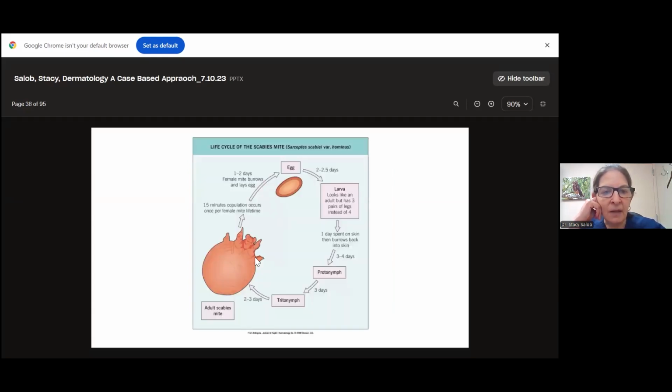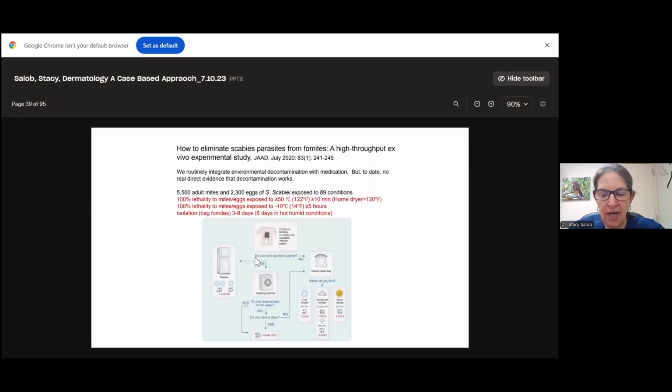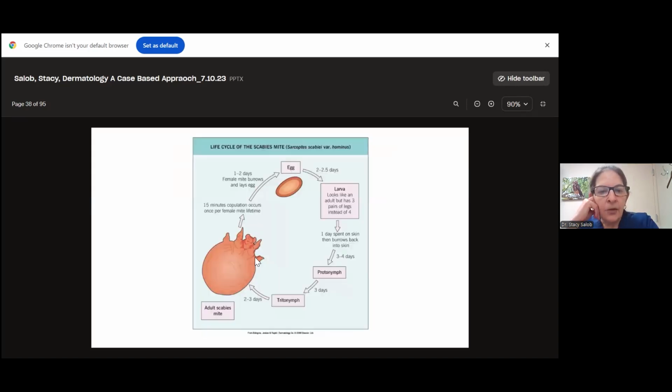This is her life cycle. So she copulates with the guy, he goes off. She starts burrowing and laying her eggs. The eggs, within 2 or 3 days, hatch to larvae. They come back up to the skin. They go back down, and within a week, we've got another adult mite ready to go. The treatment for this is you have 2 main options.